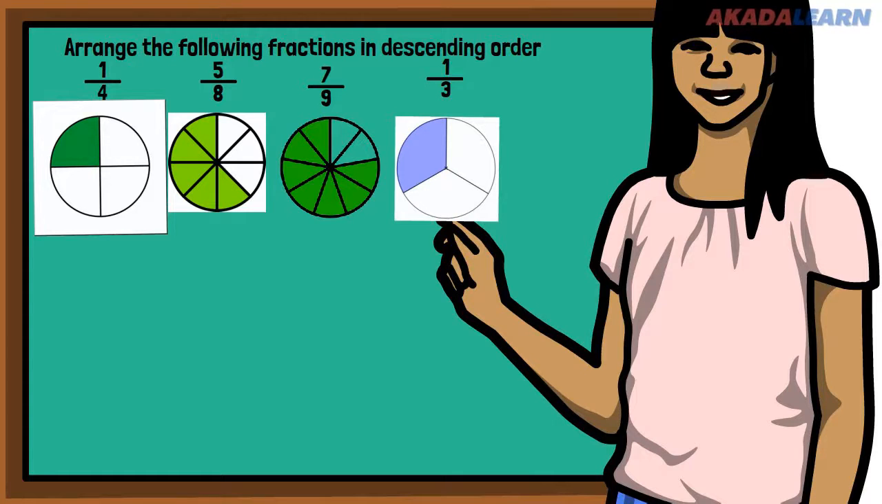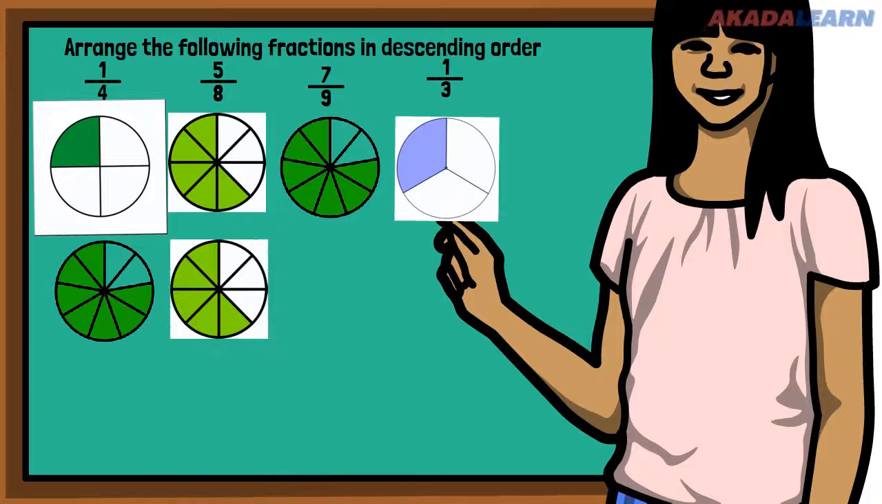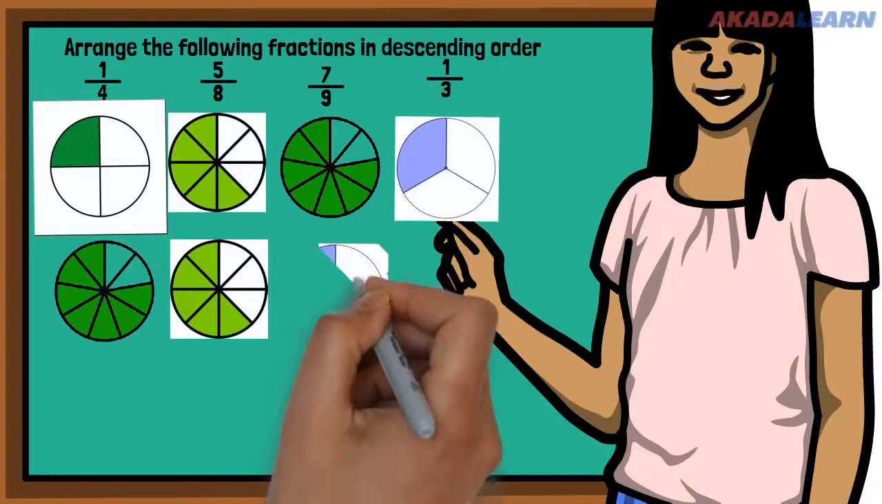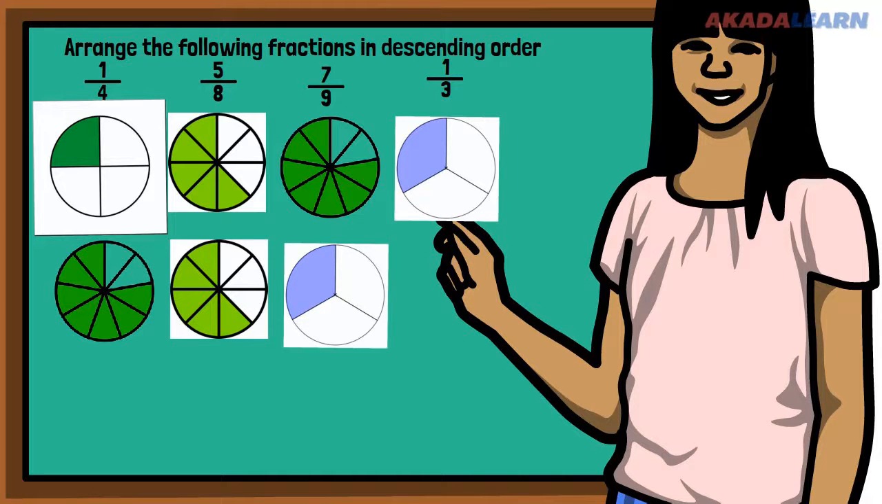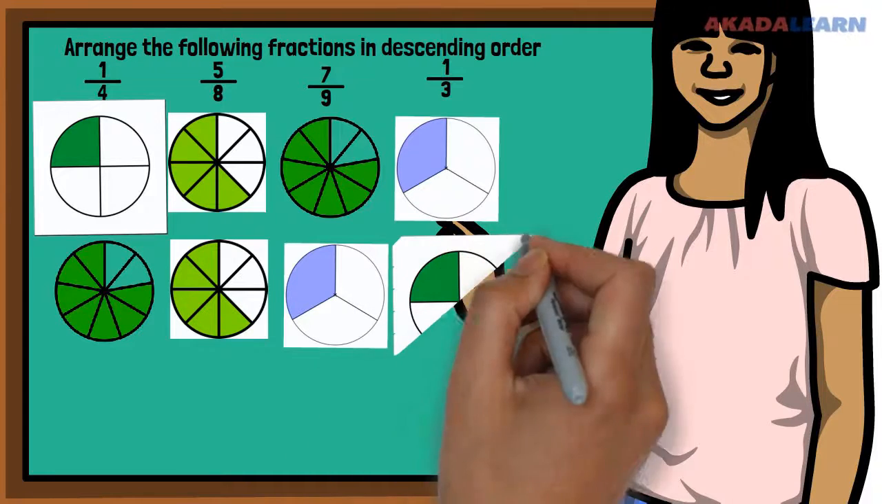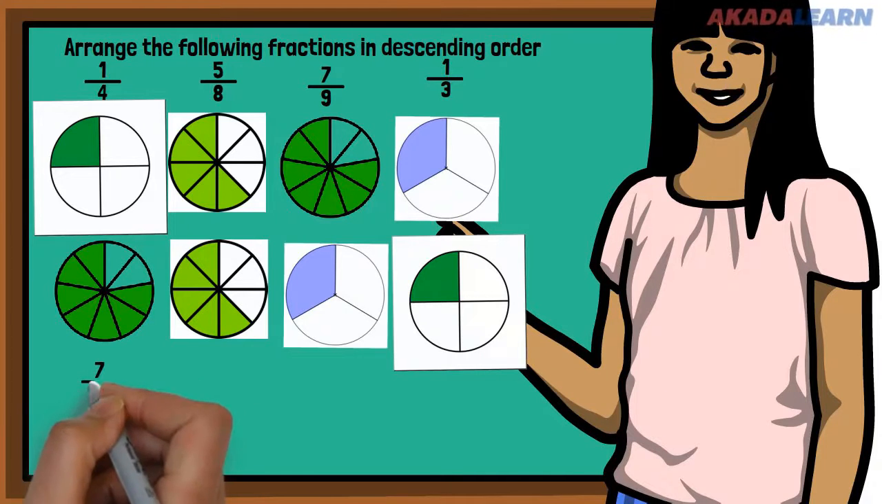So we are going from highest to lowest now. So which one is the biggest fraction here? That will be 7 over 9, followed by this one, then the next one, and finally that one. That will be the smallest, so you can see the degree of fullness of the colors.